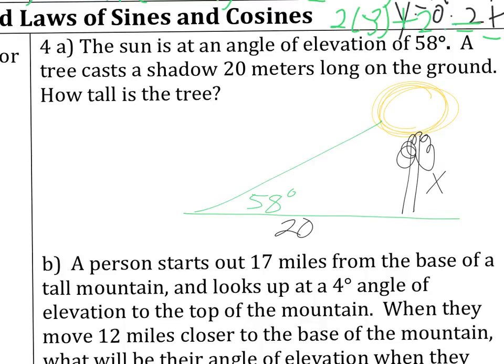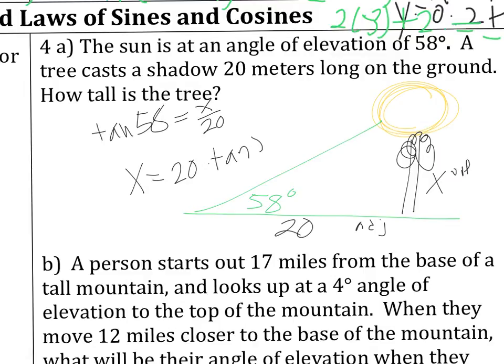So shadow is the length in the bottom. The tree is what I don't know. That's opposite and adjacent. So we're looking at tangent. So tangent of 58 is equal to x over 20. X is equal to 20 multiplied by tangent of 58. And you can call it done there. Or if you want, you can do it out. 20 times tangent of 58. X equals 32. And it's pretty close to 32 even. So 32 feet tall is the tree.